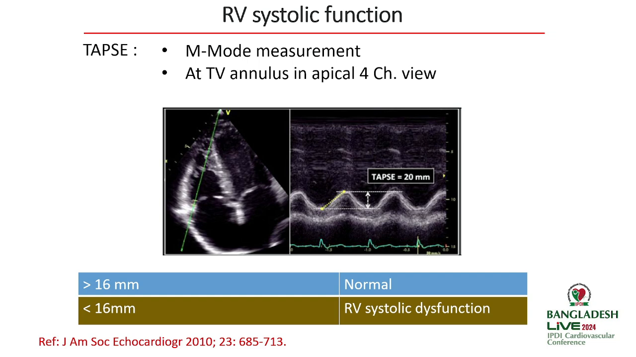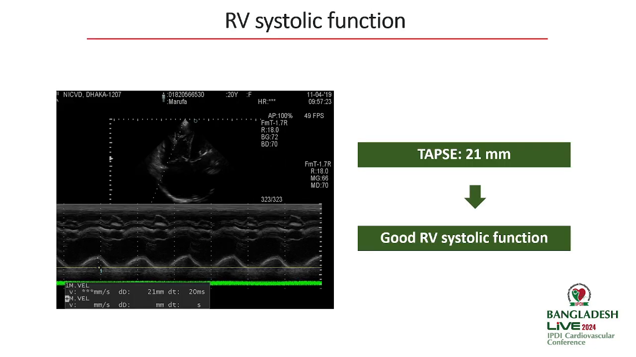And here is an example of TAPSE measurement. It is an M mode measurement at the tricuspid valve annulus in apical 4-chamber view. In the apical 4-chamber view, if you keep M mode along the tricuspid valve lateral annulus, we may see the systolic excursion, and anything less than 16 millimeter is called RV systolic dysfunction. And it is the example of that picture I previously showed of the dilated RV. Though the RV is dilated, here the TAPSE is 21 millimeter with good RV systolic function.